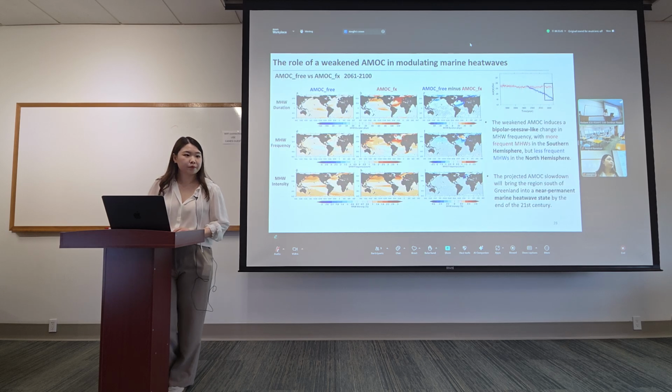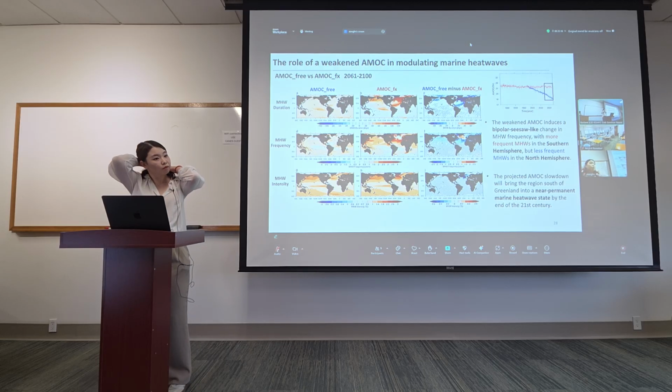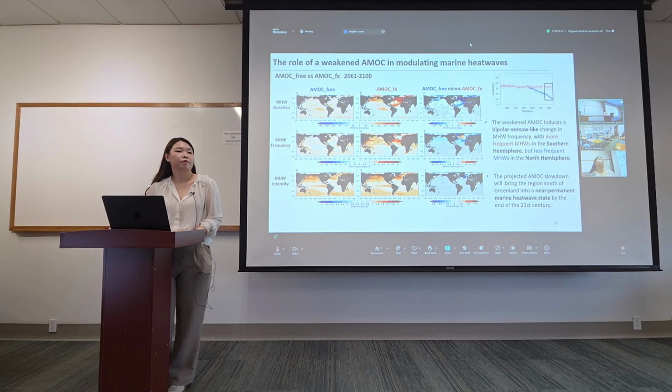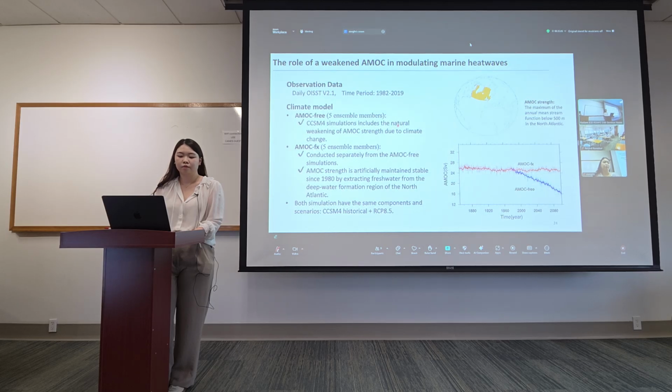Can I ask a question about the setup of this AMOC fix experiment? You keep hitting the North Atlantic with extra radiative forcing because it's RCP 8.5 forcing, right? But you prevent AMOC from slowing down. Are you concerned that you may overheat the North Atlantic this way?